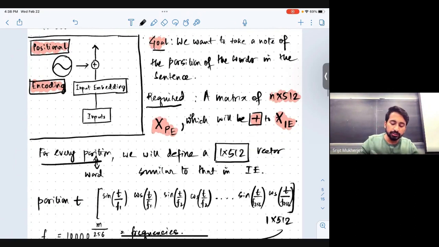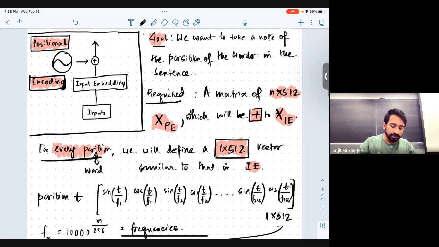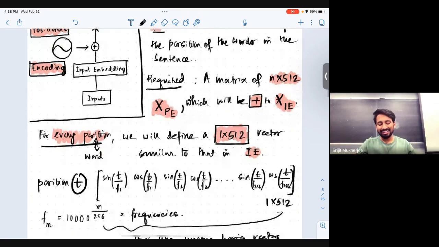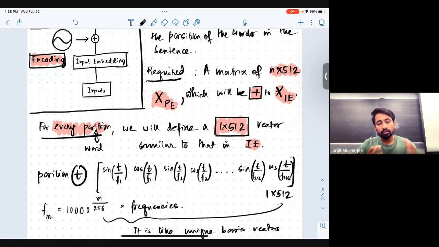So for each position we need to define a 1 cross 512 vector, similar to that in xi, but it will include the position information. That's why it will be dependent just on position t and not on the word value, like is it eat, is it do, is it like, is it whatever. It doesn't depend on the word value, just the position. So for position t, we are defining the following vector.